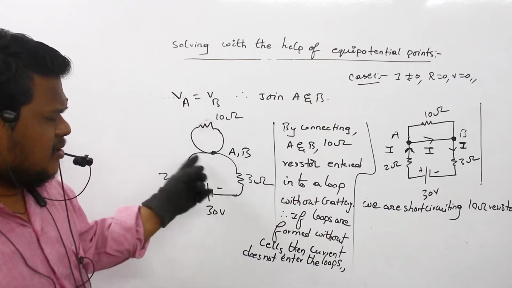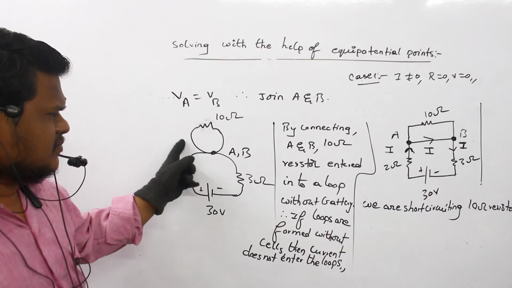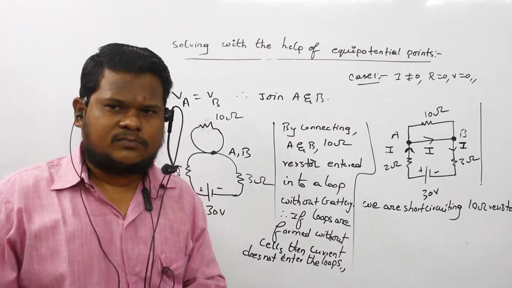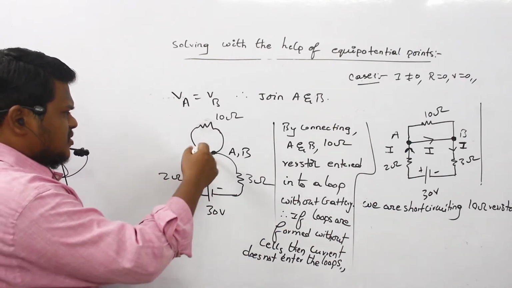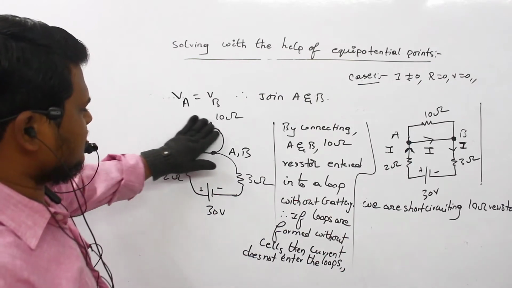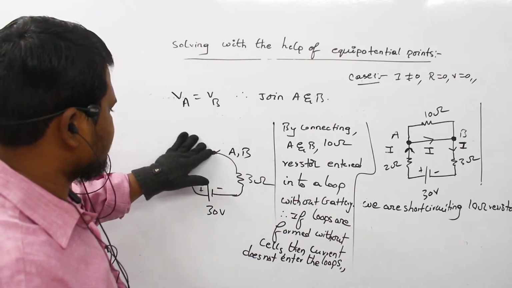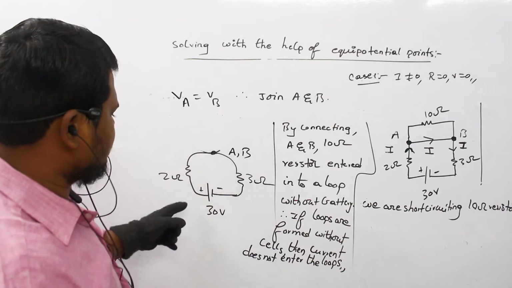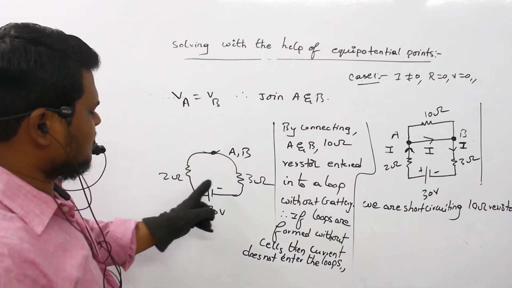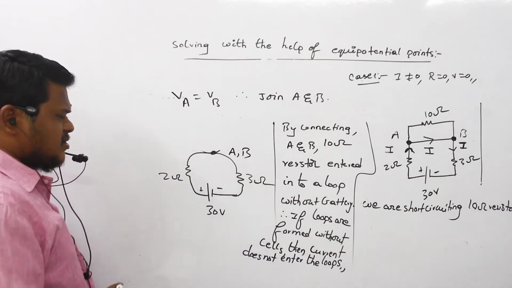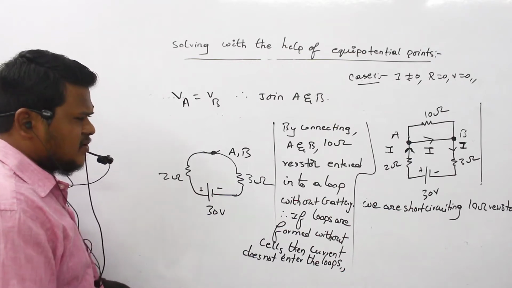So if current cannot enter into these loops, is there any use of this 10 ohms resistor? There is no use of this 10 ohms resistor. So I can remove it. So this is the new circuit which is formed. 2 plus 3, they are connected in series, so 5 ohms is the total equivalent resistance.